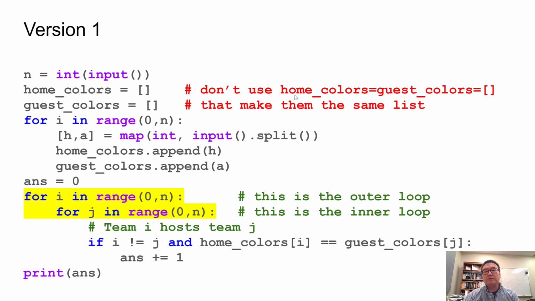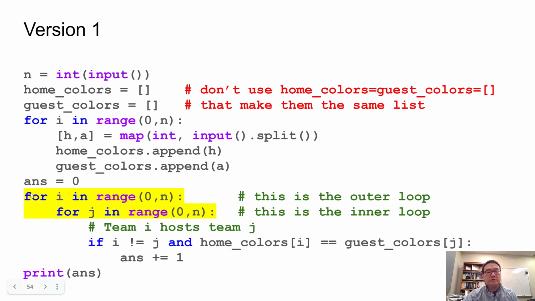Then we will be able to see it from the other variable. In other words, we don't have two separate lists that are both empty. Instead, we only have a single list, and both home colors and guest colors will point to that list. That's not what we want. Then the next couple of lines read the input. For each team, we read in the line, get the home color and the guest color, and then add them to the two lists.